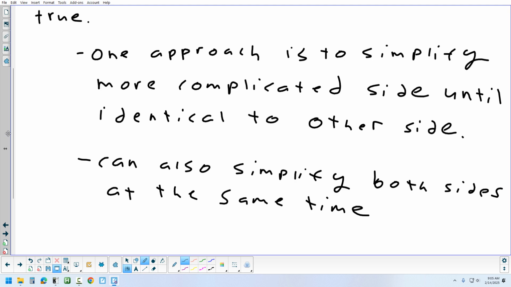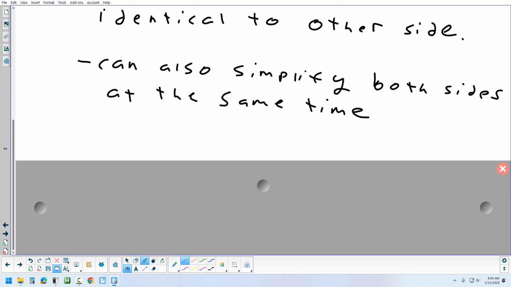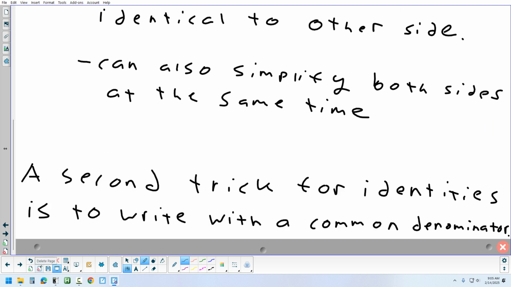All right, so changing everything to sines and cosines, that's one trick we can use. Another trick is if you have fractions and they don't have a common denominator, find a common denominator. And a lot of times when you rewrite things with a common denominator, something will cancel out. Now, one thing that does come up quite a bit when you're doing common denominators are the Pythagorean identities. Those tend to come up pretty often.